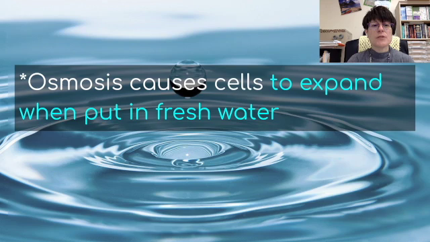Osmosis also causes cells to expand when put in fresh water. This is why freshwater fish and saltwater fish actually can't go back and forth between the two types of waters, because if you take a saltwater fish and put it in fresh water, it will kill it because its cells are designed for saltwater. Okay, and vice versa. If you take a freshwater fish and put it in the ocean, it will lose too much water and it will die because it is designed, God designed it for its particular environment.